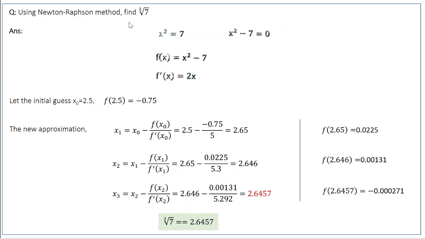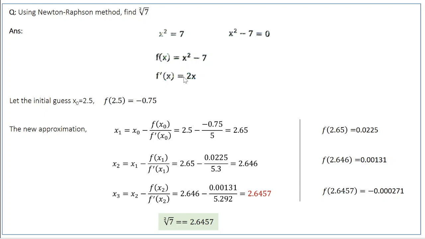Using Newton-Raphson method, find square root of 7. Now this doesn't exactly look like an algebraic equation, right? So let's first write it in the standard form. So let's call square root of 7 as x, or x square equal to 7, right? So this is an equation. Now you bring 7 to the left hand side, x square minus 7 equal to 0. So this looks like a standard algebraic equation, right? So this is your f of x. Now you need to find f prime of x, the derivative of f. Derivative of x square minus 7 is 2x.